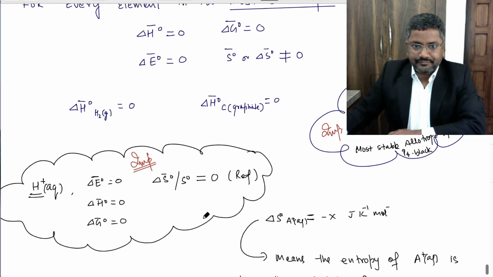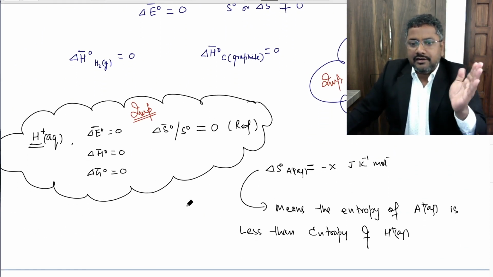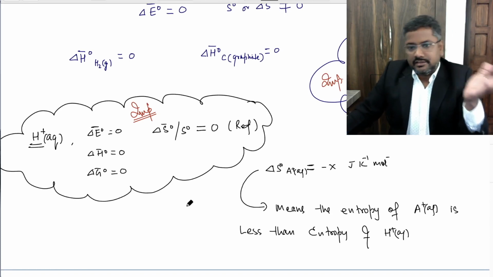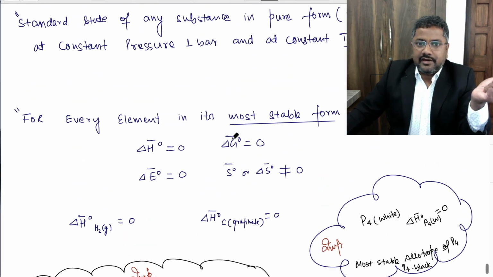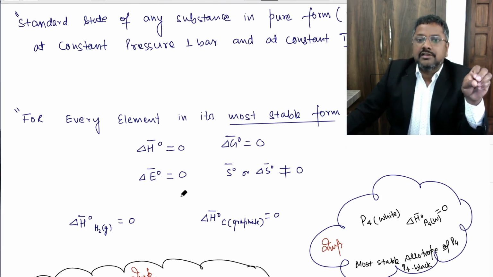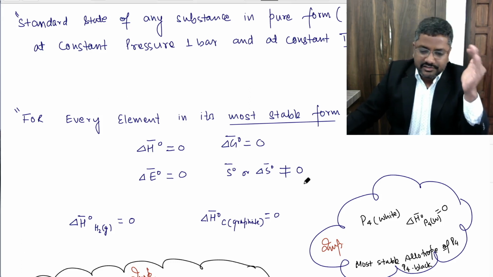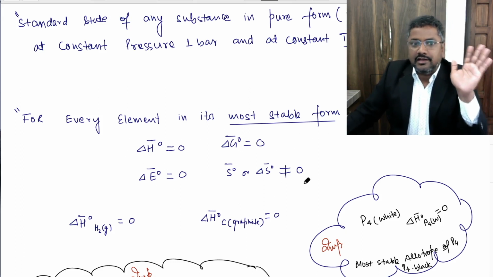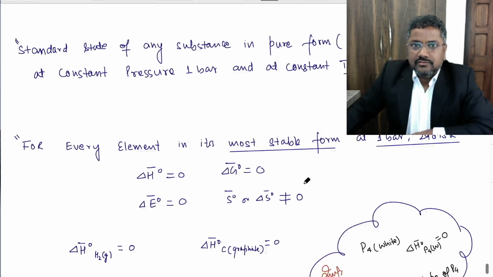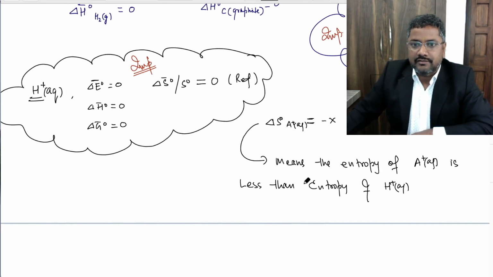So this is the meaning of standard thermodynamic function versus thermodynamic functions. For every element, you have to take delta H naught, delta E naught, delta G naught equal to 0 under standard conditions. And what is the meaning of standard condition? I have already explained clearly. So this is all about standard thermodynamic functions.